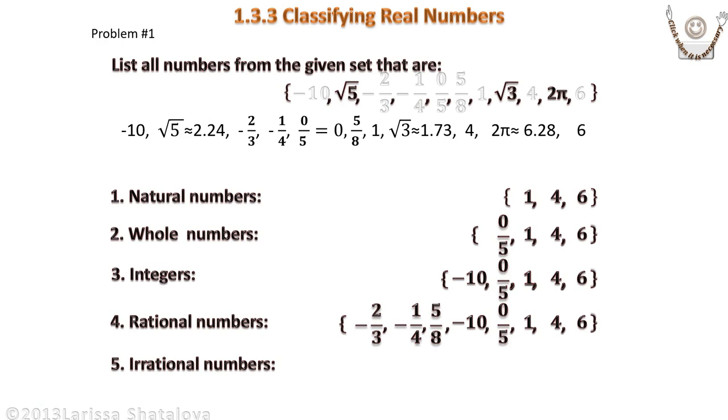After that, we have to work out irrational numbers. It's not difficult. We just need to show what is left over, practically what is not an exact number. So it will be square root of 5, square root of 3, and 2 times pi.